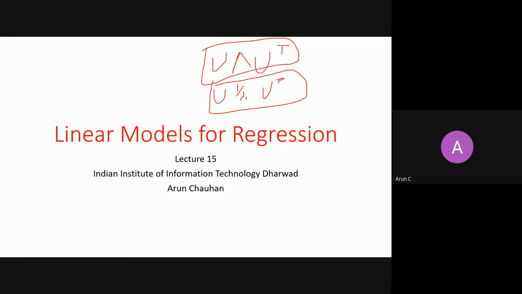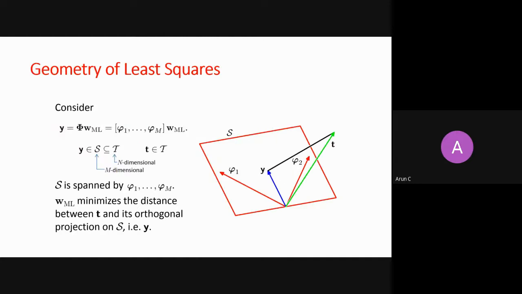Okay, so let's start today's class. Before that, I want to have a quick recap. For maximum likelihood estimation, we said that we can understand it geometrically.